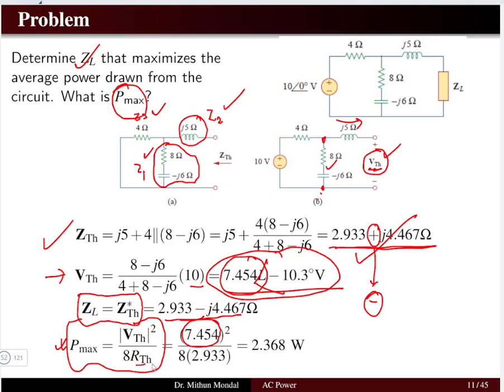And 8 times the resistance Thevenin here. So on the denominator, you have resistance Thevenin, which is equal to 2.933, because you can write this in the form of R Thevenin minus j X Thevenin. So we are getting R Thevenin here only. So R Thevenin is this. That will give you the maximum power. So maximum power is 2.368 watt for this particular problem.